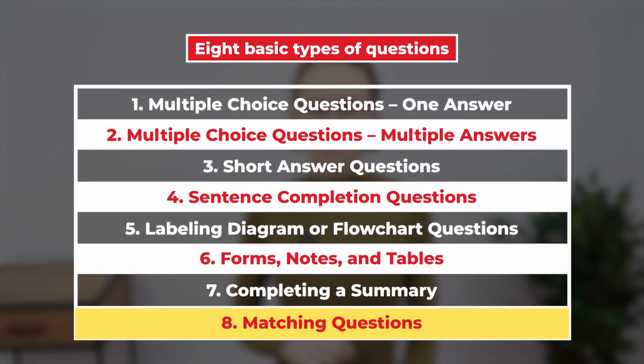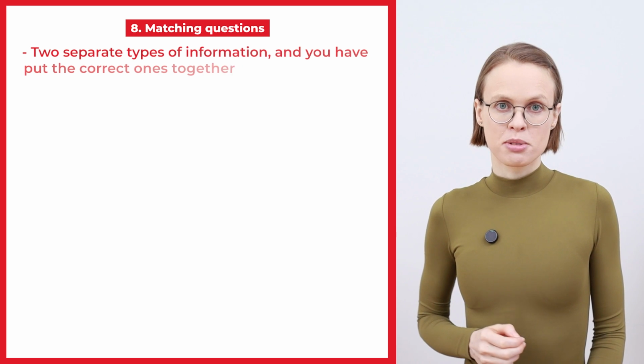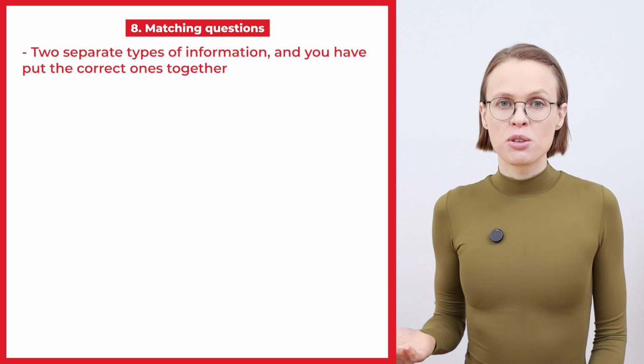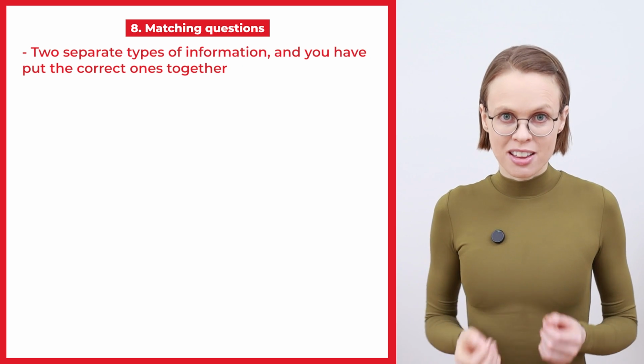Summaries may be intimidating at first, but they focus on the main facts and points of the talk. Often they include the type of information a person would take notes about. So if you focus on the main points, you won't have any problems finding the correct answers. Finally, we will check out matching questions. These include two separate types of information, and you have to put the correct ones together.